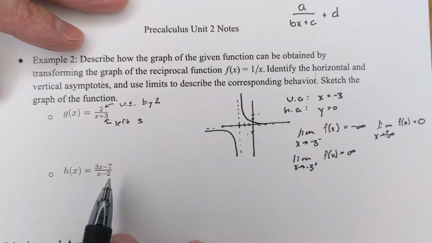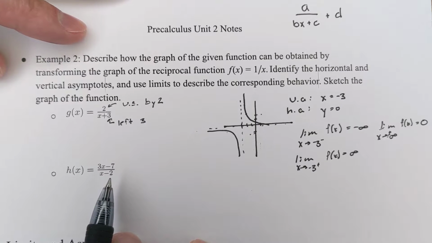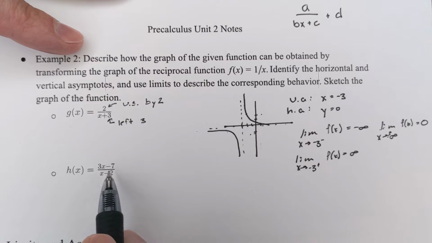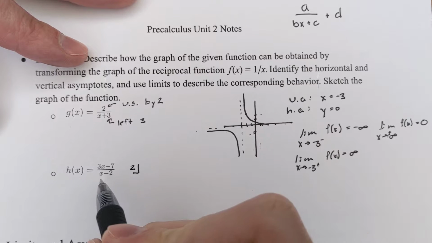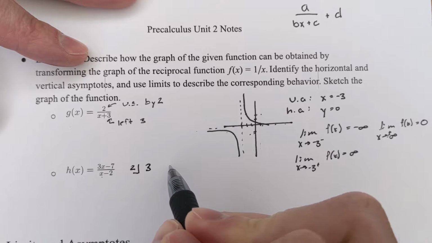Okay, down here, this one we need to do some actual division first. We need to work out what 3x minus 7 divided by x minus 2 is. So I'm actually going to use synthetic division. So 2 is the 0 of that, 3 and negative 7.